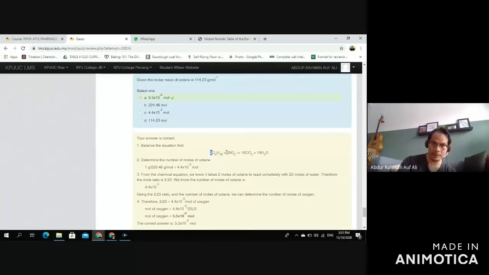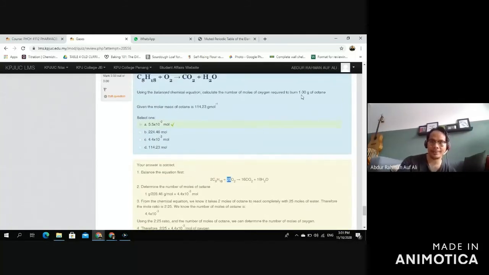The amount here we measure using the number of moles. Okay, so if it says here, if we want to burn 1 gram of octane, it asks us to calculate how many moles of oxygen gas are required for this reaction to happen, to burn 1 gram of octane. So we can calculate this using this balanced chemical equation.